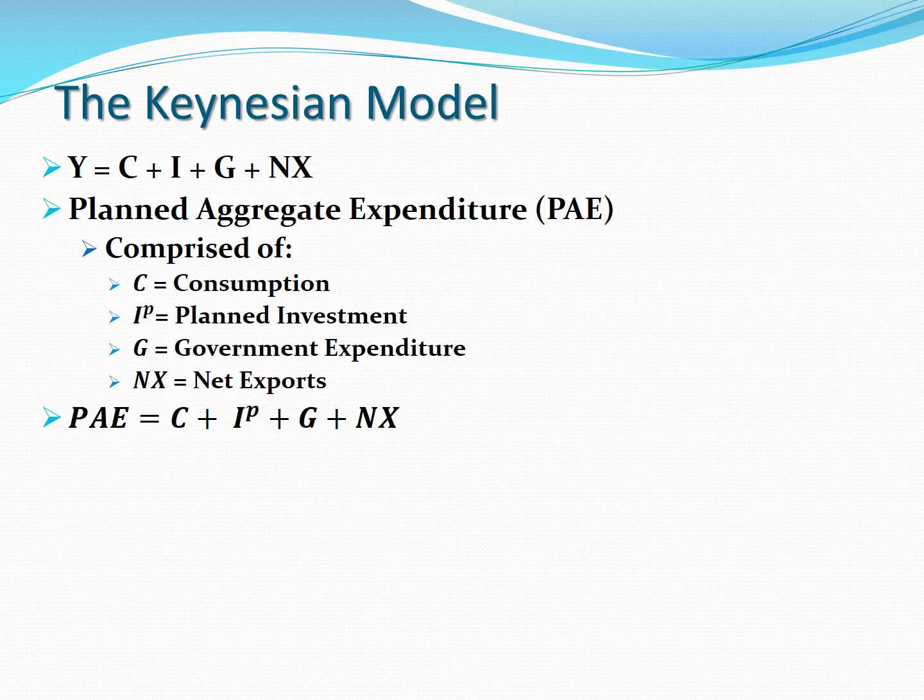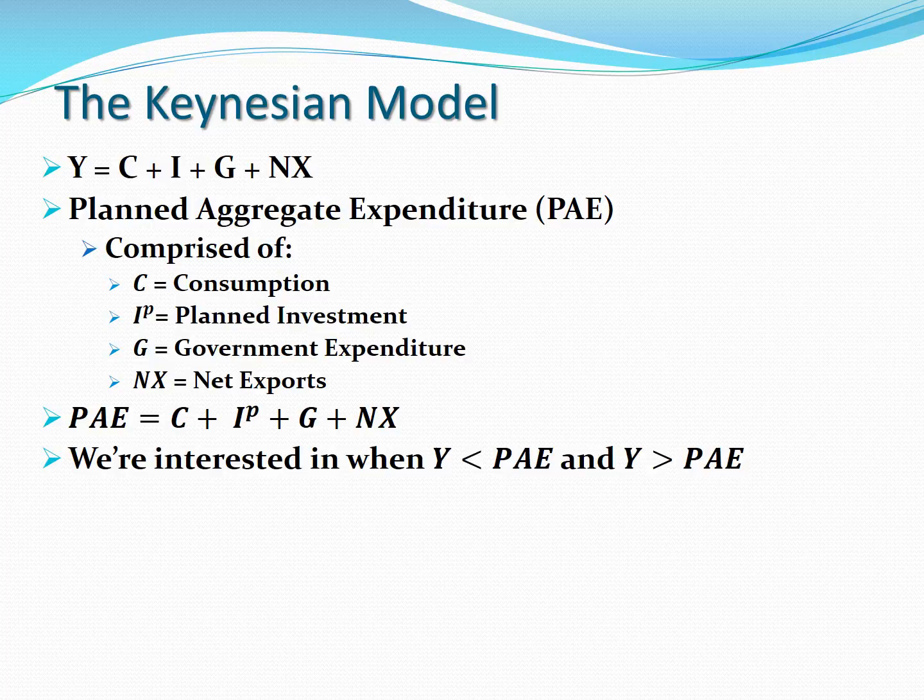So we have this relationship: the planned aggregate expenditure is equal to C plus I, superscript P here, planned investment. That's what makes it planned aggregate expenditure. And then G and net exports. So we're interested in these points where Y may be less than planned aggregate expenditure. This occurs when investments fall. So the actual I will be lower, and this is falling due to inventories. So if inventories fall, investments fall, and then real GDP is going to be less than planned aggregate expenditure.